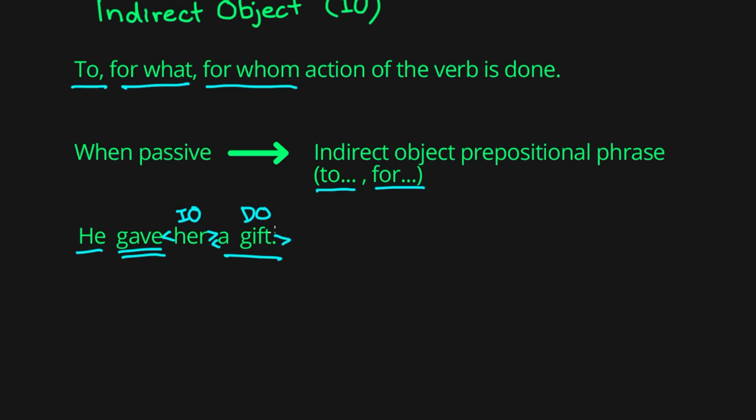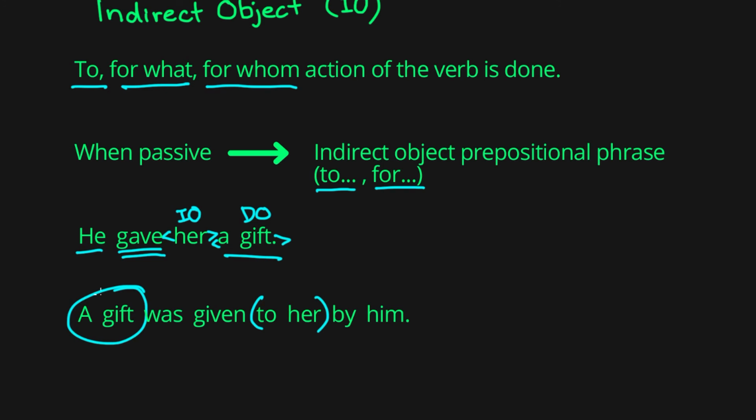So he gave a gift. He gave her a gift. And when we rewrite this in the passive voice, we would write it as a gift was given to her by him. And like we said, you can find your indirect object here as part of the prepositional phrase to her. So a gift was given to her by him. Brackets to represent the prepositional phrase. All right, so now we can see our direct object and clearly identify who the action is being done to. Her. A gift was given to her by him.